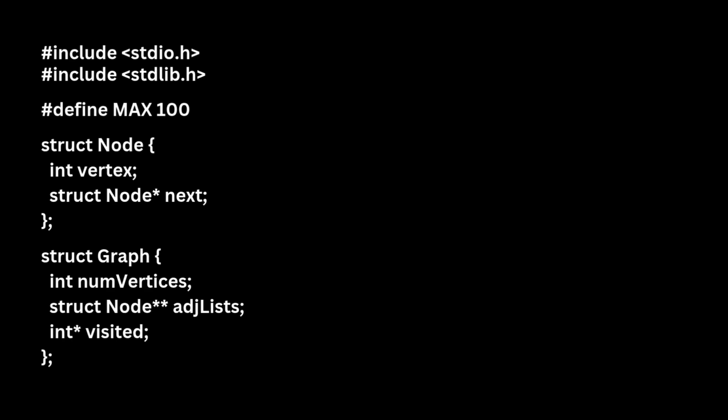Next, let us define the graph structure. Here numVertices is the total number of nodes in the graph, and adjacencyList is the array of linked lists. Each list contains neighbors of a vertex, and visited indicates the Boolean array to keep track of visited nodes.